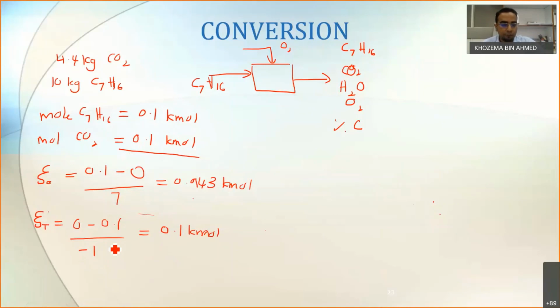Now that I have the actual and the theoretical extent of reaction, the same thing applies: percentage of conversion is equal to the actual extent of reaction, 0.0143, divided by 0.1, times 100. So I will still get a value of 14.3%. So this is how you solve it by using extent of reaction.